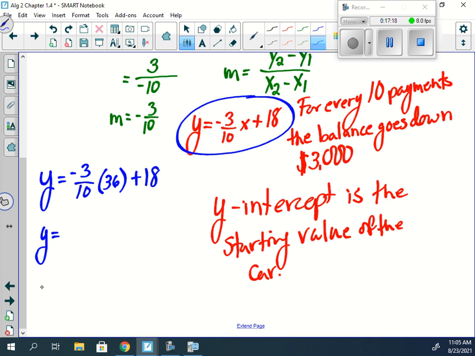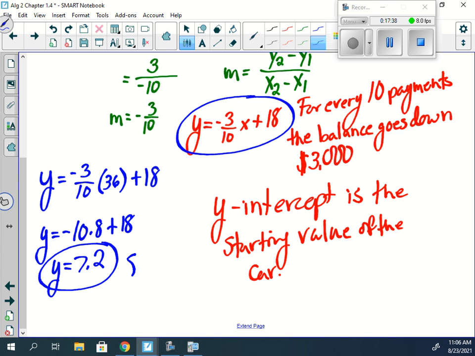And again, at this point, we can plug this whole thing into the calculator. Now, if we plug this in, this would be negative 10.8 plus 18. So Y is equal to 7.2. So how much is left? $7,200.